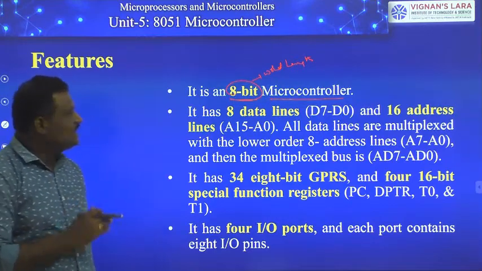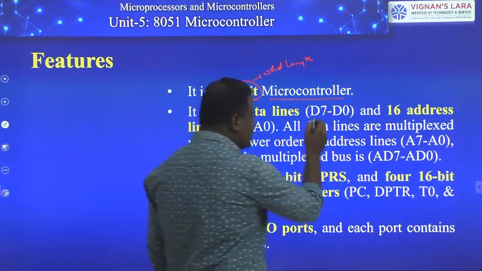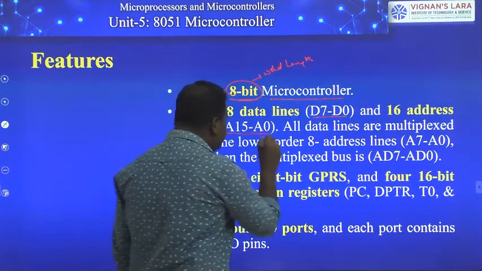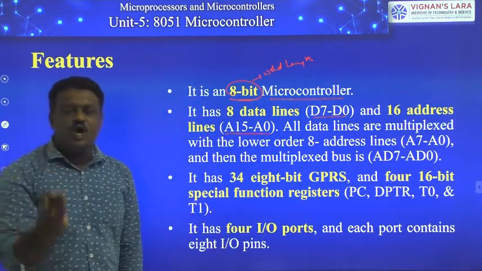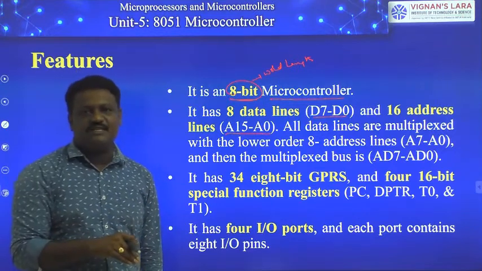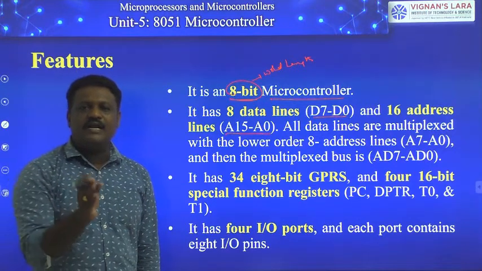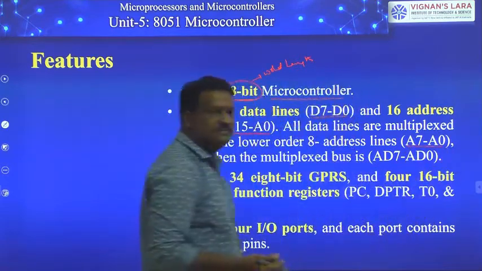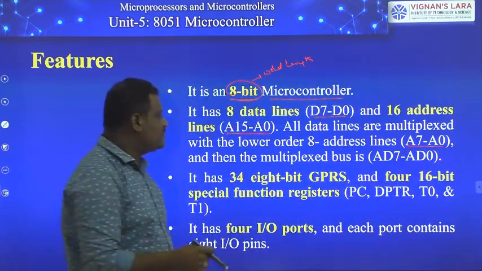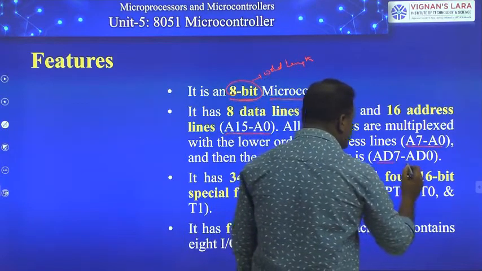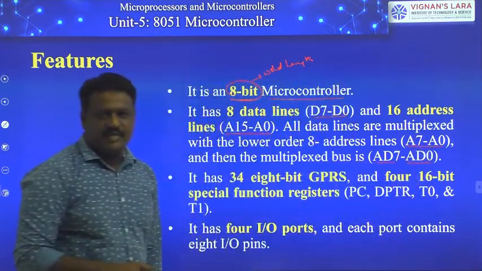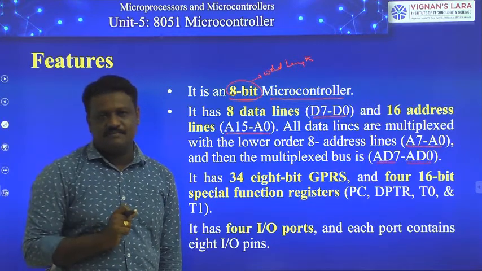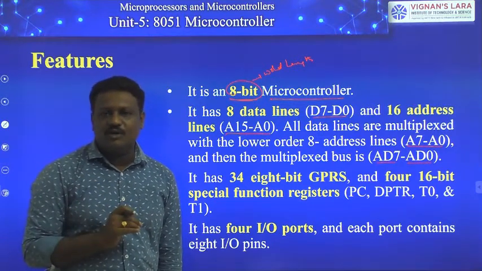And coming to the next, it has 8 data lines, those are D7 to D0, and 16 address lines, A15 to A0, and all data lines are multiplexed with the lower order 8 address lines, that is A7 to A0. Then the multiplexed bus is AD7 to AD0. I repeat, friends, for this controller the number of data lines is 8, that is D7 to D0.